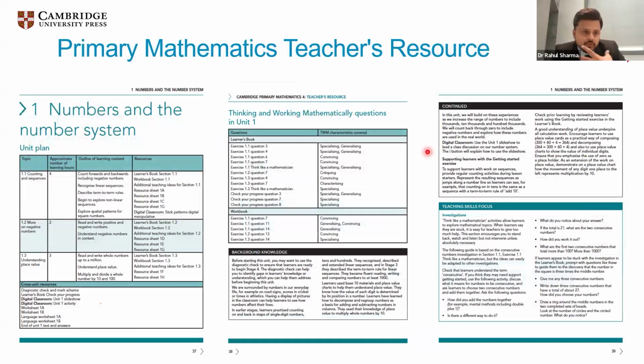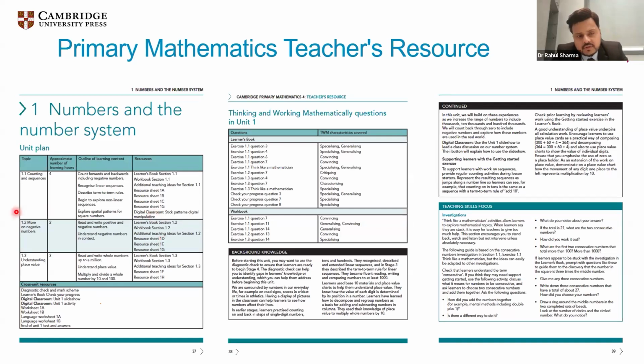So when I'm talking about the teacher's resource, the beauty of this is they are giving you a unit plan at the start of every chapter. There is a unit plan which has subunits written in it. As you can see here, the approximate learning hours which you should take to teach that topic, the learning outcomes or the learning content which they are going to cover, and they have also given you resources which you should be using in that particular chapter at the Cambridge Go digital resource. I will come to that when I reach that section.